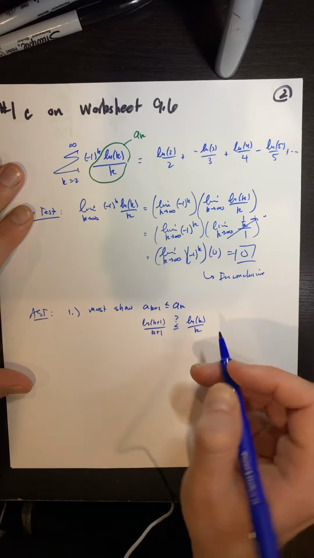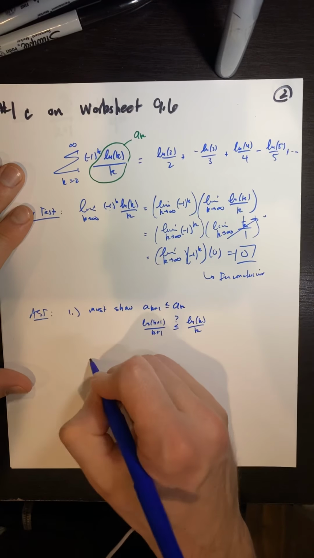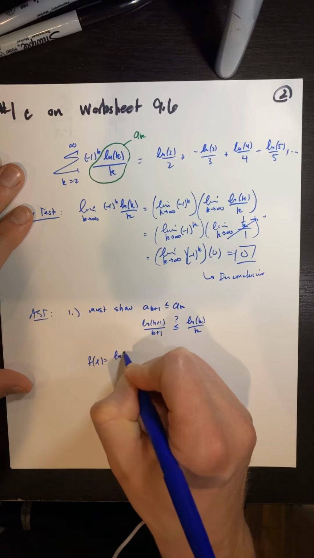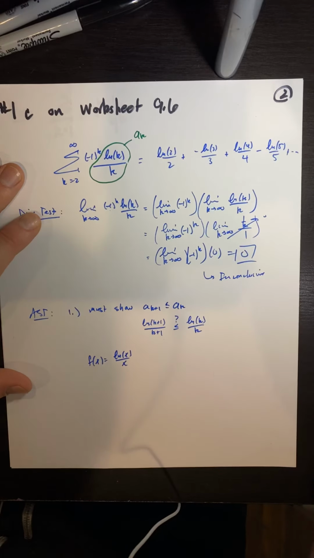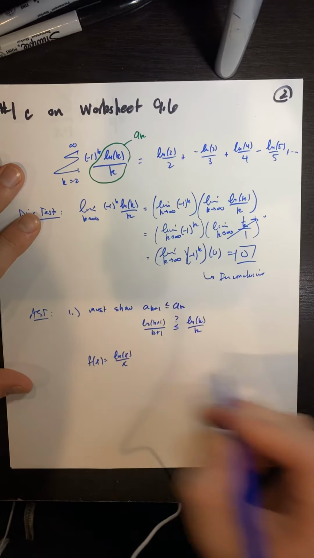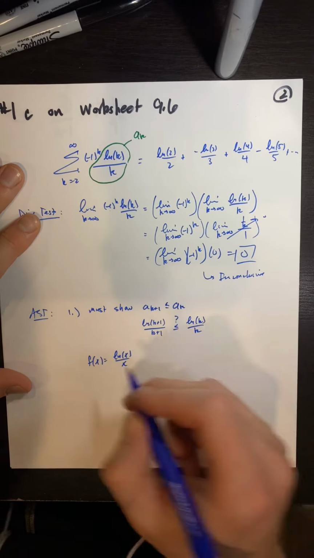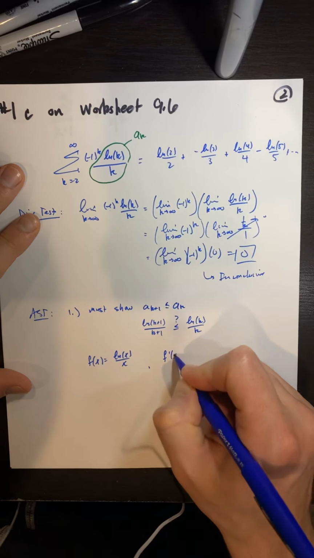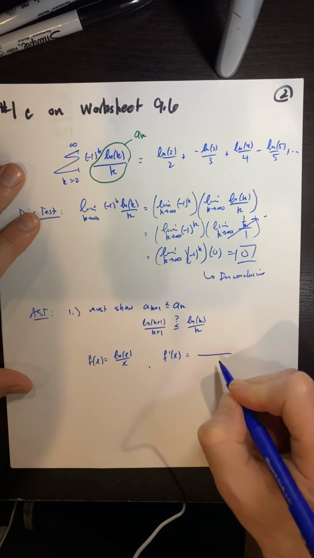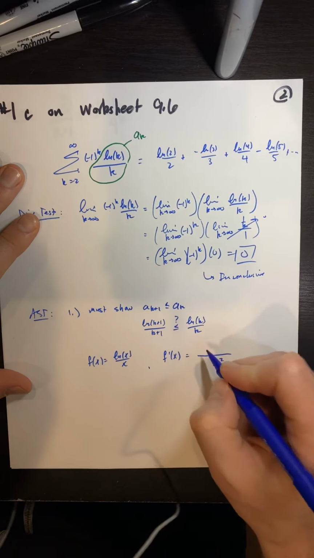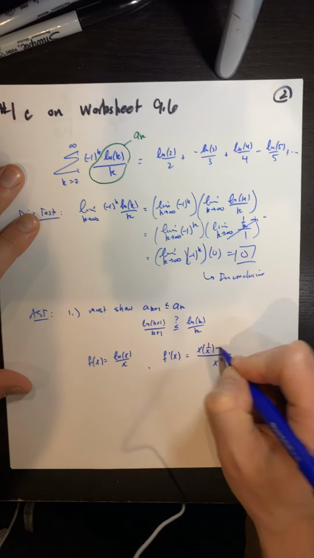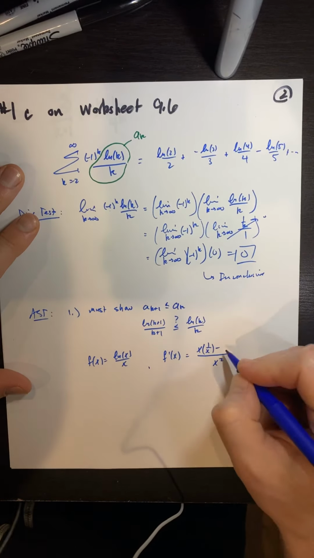Well, sometimes this can be difficult, so I like to just define a function, ln of x over x, that's identical to the term, and show that the derivative is negative. So here, f prime using the quotient rule would be x times 1 over x minus ln of x.